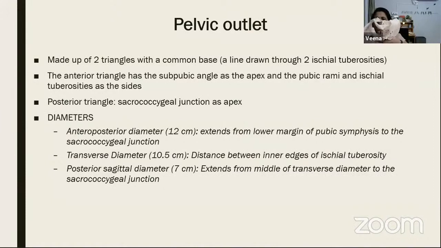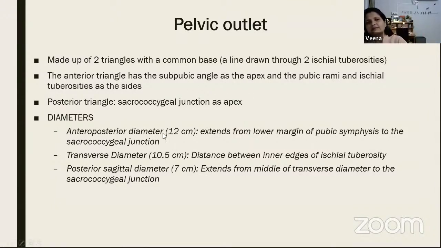The triangle which joins the coccyx, okay, and the ischial tuberosity like this. This is how the two triangles come here. Okay. So that is the outlet actually. Okay. Now, posterior triangle, anterior triangle, the apex is the pubic rami here. You can see the subpubic angle. And the posterior triangle, the apex is sacrococcygeal junction.